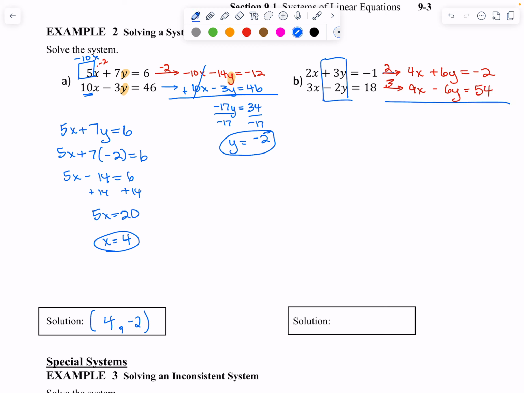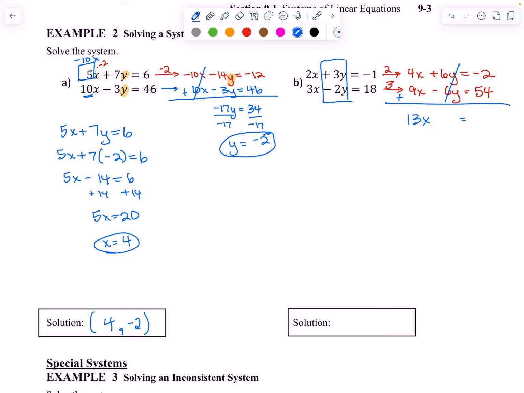And then I'm going to add them, and my y's are going to cancel, which is the whole reason we did it, right? So 13x is going to be equal to 52. So divide by 13. So I get x is 52 divided by 13, which is 4. So that's my x value.